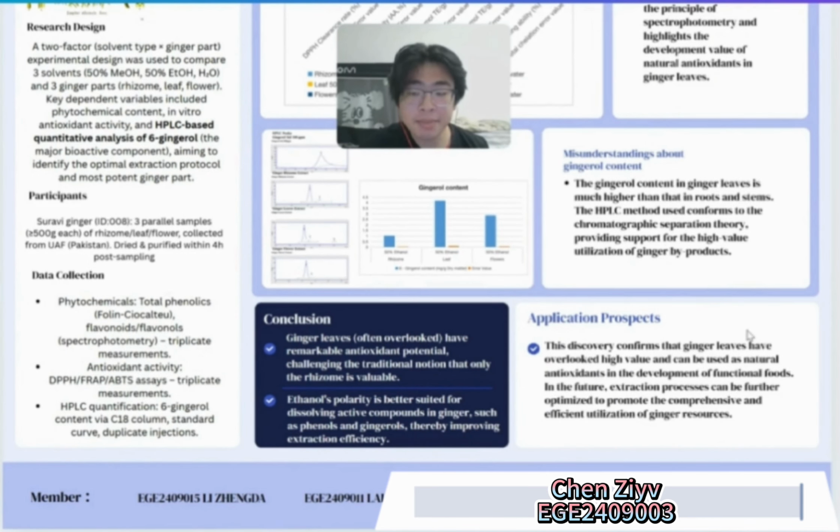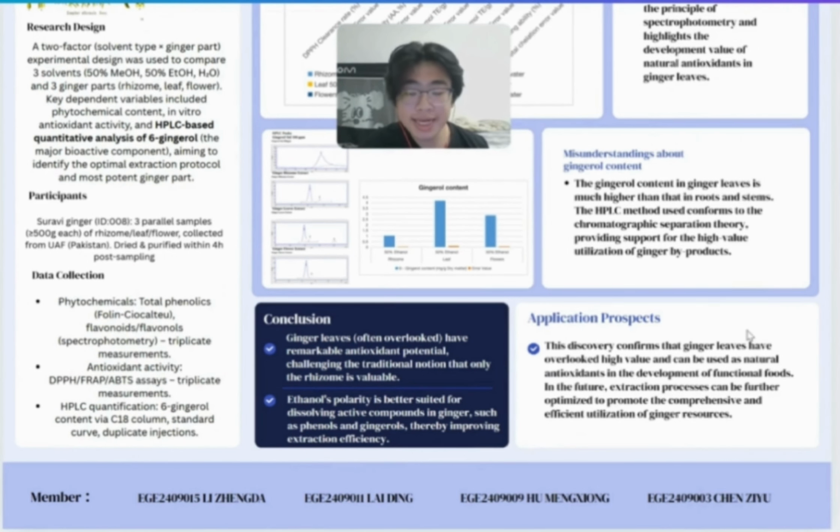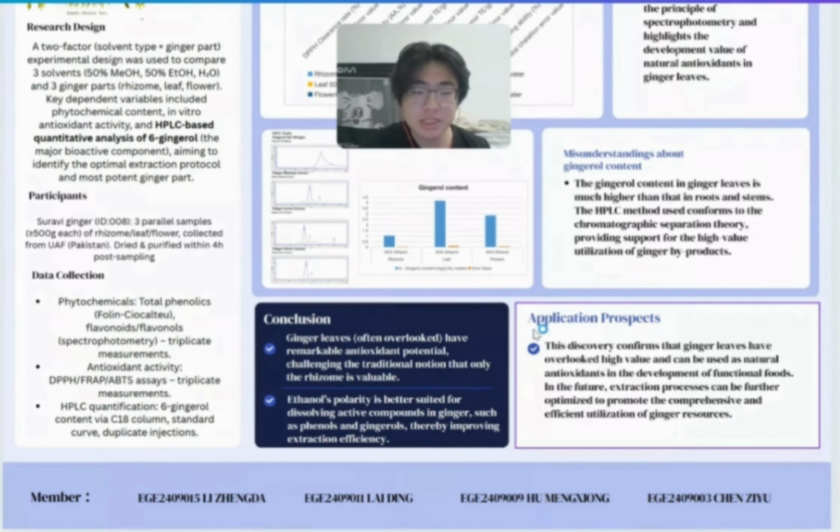Hello everyone, my name is Chen Ziyu. Today I'm excited to share a surprising discovery about ginger. My part is the conclusion and the application prospect, at the bottom.